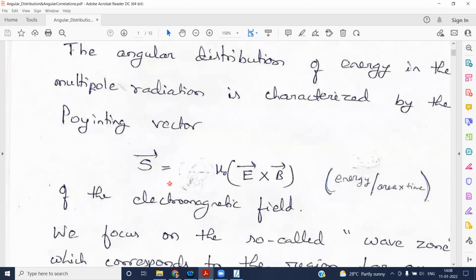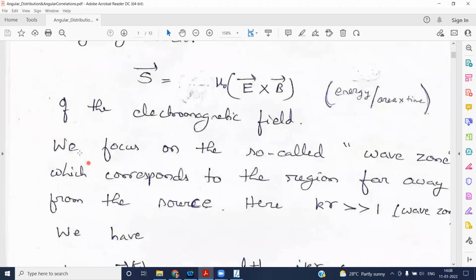Generally, I am interested in multipole radiation where E contains an L value, B contains an L value, etc. Now, we focus on the so-called wave zone. Why do we restrict to certain zones? It is only because I cannot simplify the expression otherwise. So I restrict to a physically motivated wave zone, which means a region very, very far away from the source. In the wave zone, we will write K into R is much, much larger than 1. That's what corresponds to the far away region. K corresponds to energy. R is the distance at which I am looking. If K into R is much larger than 1, we call it the wave zone.